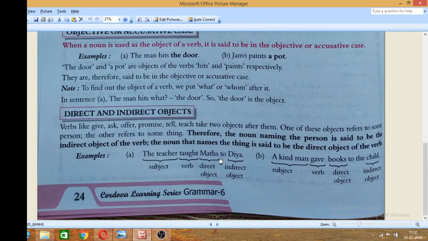The man gave books to the child. The man gave books to whom? To the child. So it is the indirect object. The man gave what to the child? The answer is the books. So you are getting the answer with what, and that is the direct object. I hope it is clear to you.